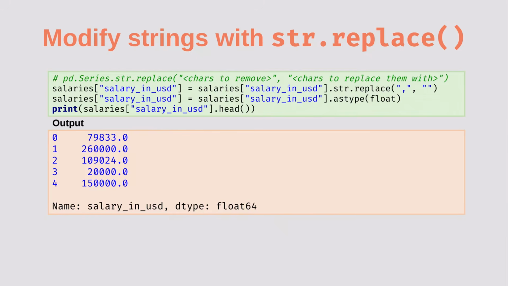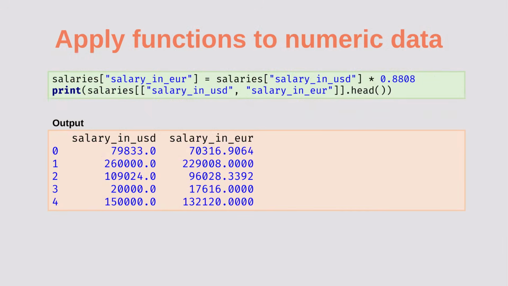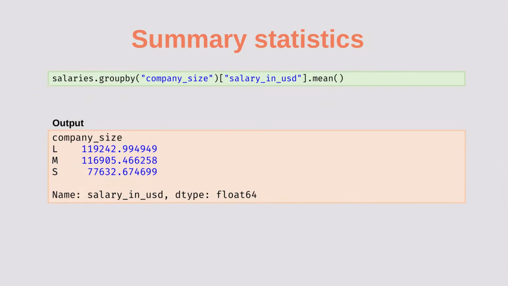We can use the astype method, and inside we specify float to convert the salaries into decimal or floating point numbers. We can also apply mathematical functions on numeric columns and make new ones. For example, here I am converting US dollars to euros by multiplying the US salaries with the euro conversion factor of 0.88. We previously used pandas groupby function to calculate summary statistics.